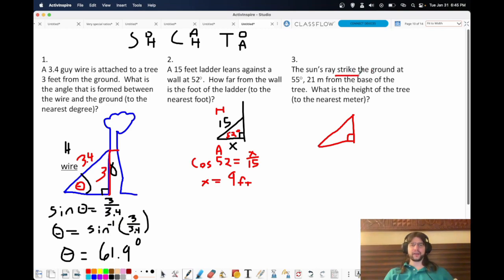Okay. So where is the sun ray hitting the ground? Is it hitting it right here? No, that's a tree. Is it hitting it right here? No, that's still a tree. Is it hitting it right here? Yeah, that's the sun ray and the ground. So this right here inside of our triangle is 55 degrees.